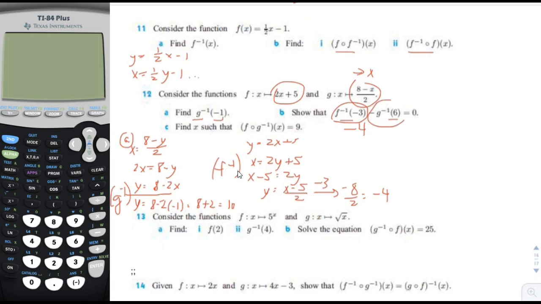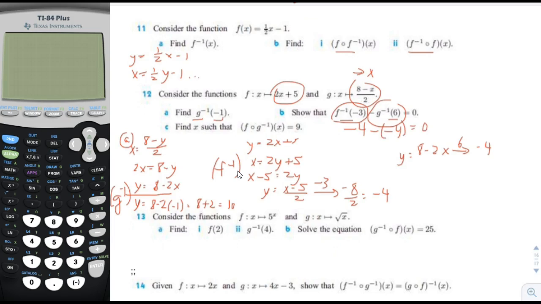And then it says, find the inverse function of g with 6 plugged into it. So we're going to take the inverse function of g, which is y equals 8 minus 2x, and then we're going to plug in 6, and we're going to get 8 minus 12, which is -4. So that's also -4. And then we're going to do -4 minus -4, and hey, we got 0.